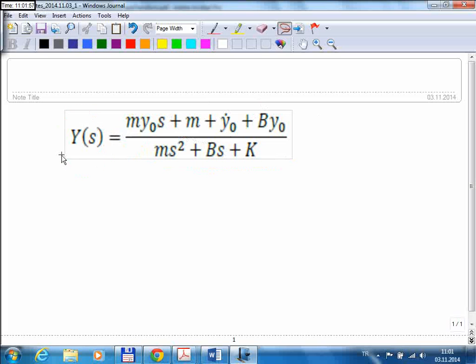So if you release the system from a different initial condition, you change this y0 number here, or if you release it with a different initial speed, that will change the y0 dot here, but in the end the result is given by this expression, Y(s).